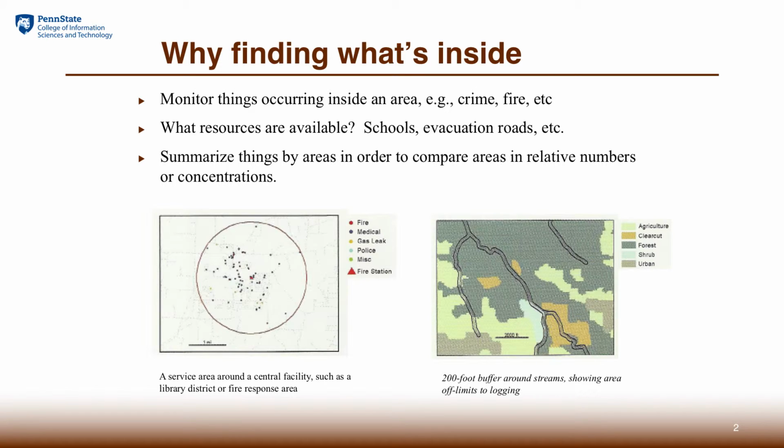Okay? And the third case is that we want to compare different areas, different regions, in terms of what they have. For example, we could compare the state of Pennsylvania and the state of New York in terms of how much forest they have, how much of the land they can grow agriculture on, how much bare soil, okay, and how much water surface. So comparing regions, comparing places, also requires that we know the things inside an area.